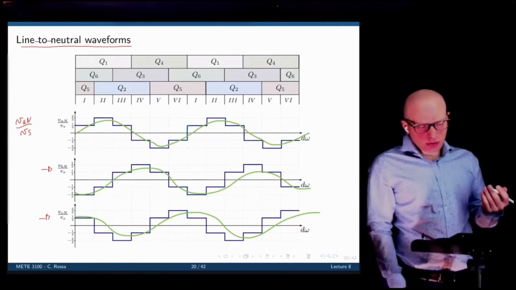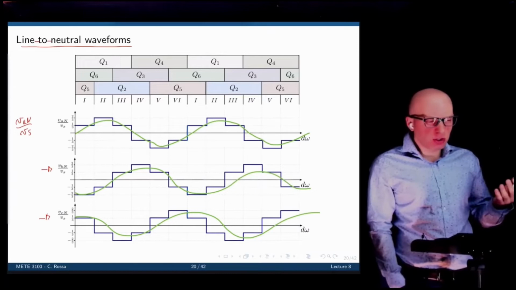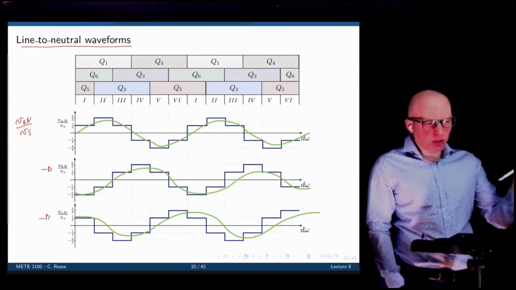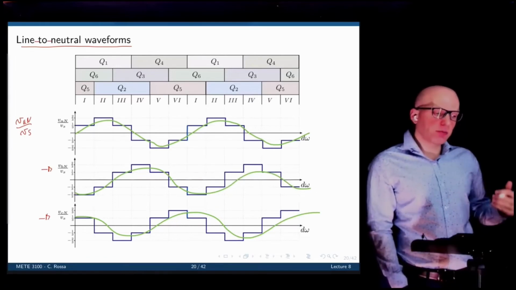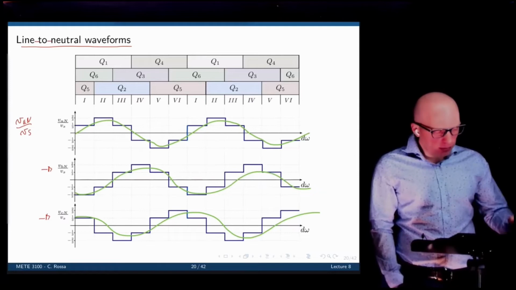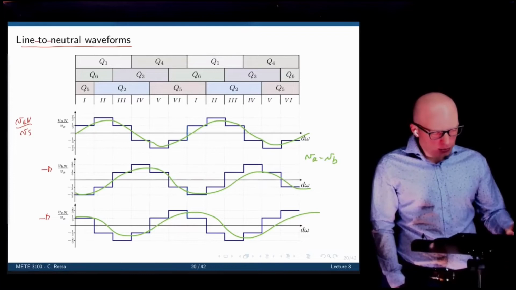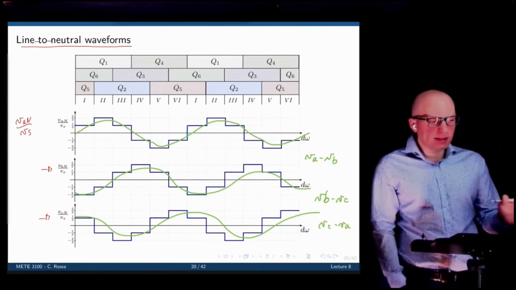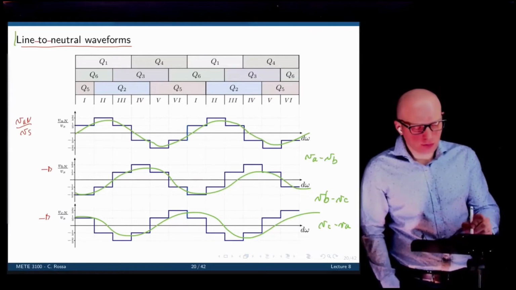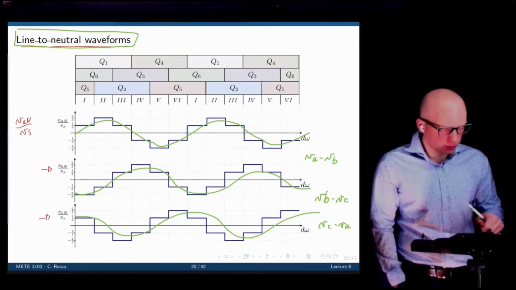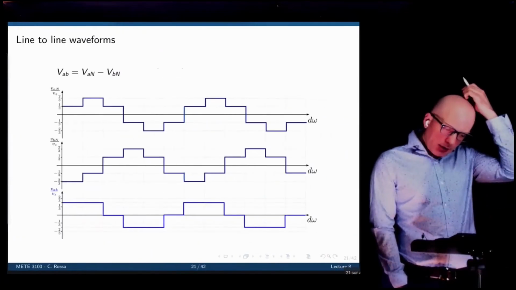Now, those are line to neutral waveforms. We're more interested in line to line waveforms. So if you want line to line waveforms, you need to find the subtraction between them. The line A to line B waveform would be VA minus VB. Line to line between B and C would be VB minus VC, and between A and C, then VC minus VA. So we take the neutral away, and instead of looking at line to neutral, we are going to look at line to line waveforms, and this is what we get.